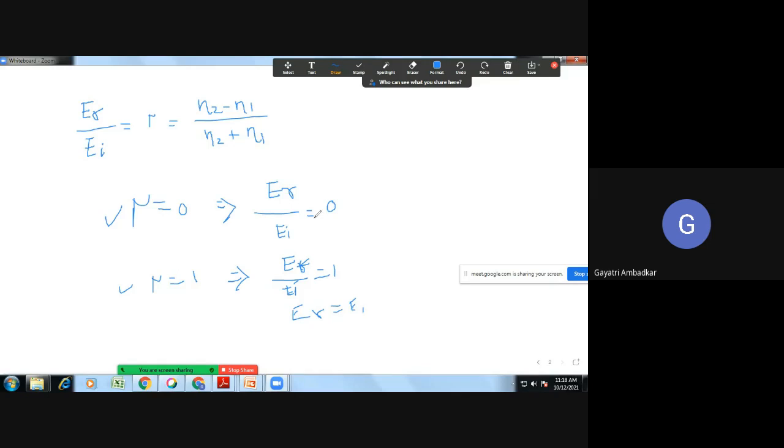So this is all about the oblique, sorry, normal incidence of plane wave. Okay, so we'll stop here.